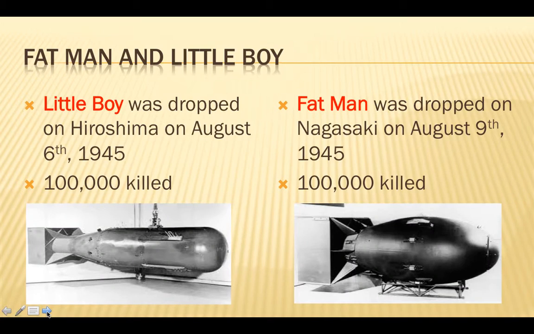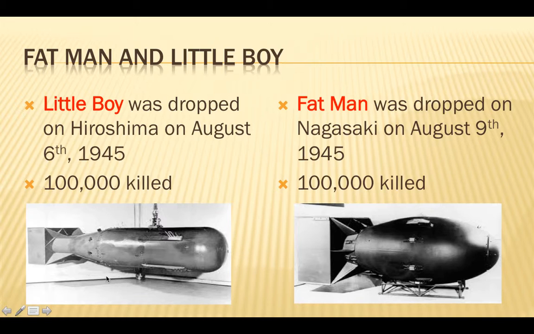So let me just move on this way. Here are the 2 bombs that were dropped. Little Boy was dropped on Hiroshima on August 6th, 1945, and 100,000 were killed. And then on August 9th, Fat Man was dropped on Nagasaki.